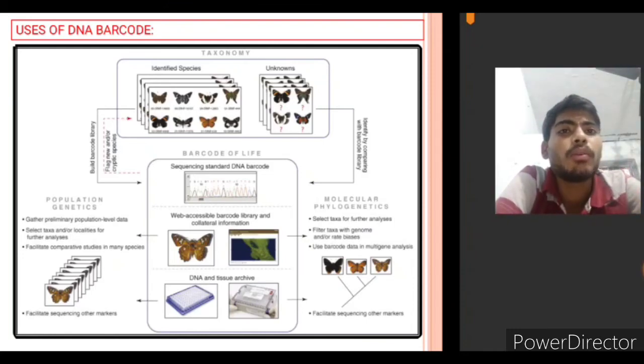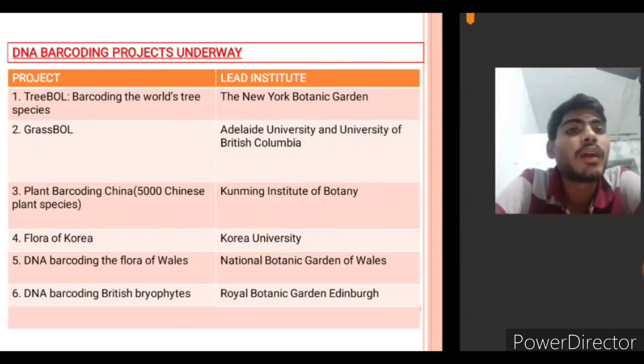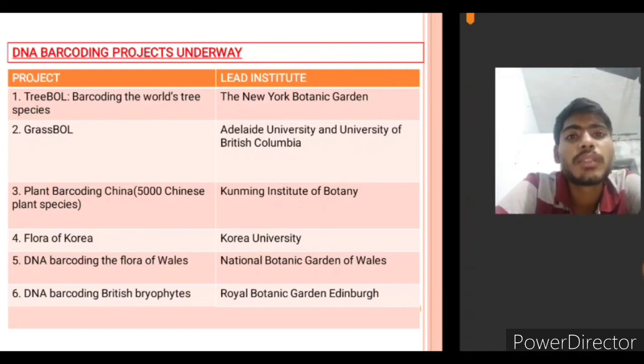Then we discuss barcoding projects which were recently done, like the Nanjing Botanical Garden Institute's work on the TreeBOL project, a DNA barcoding project where barcoding of wild tree species is done. Similarly, Adelaide University and the University of British Columbia work on GrassBOL, which barcodes grass species. Similarly, the Kunming Institute of Botany works on Plant Barcoding China, which barcodes about 5,000 Chinese plant species.